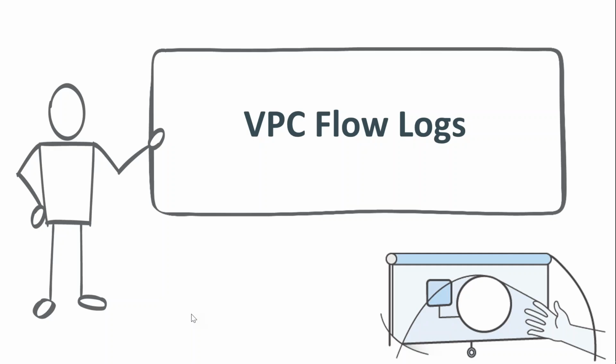Today we are going to see VPC flow logs. So far we have been seeing how to create a VPC, how to connect to a private instance in a VPC, how to connect your VPC to on-premise infrastructure, and how to connect it to another VPC in the same region. So all those things are working fine.